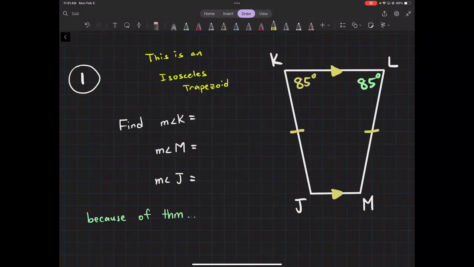Okay, so it's the theorem that we just talked about, right? The base angles have to be the same. But then how are you going to go from here to here? How are you going to find this angle M? Equals 180. So what should M be? 95, right? You're just trying to figure out what adds to 85 that will give you 180. So it's 95. So J is 95 too, using the same theorem.